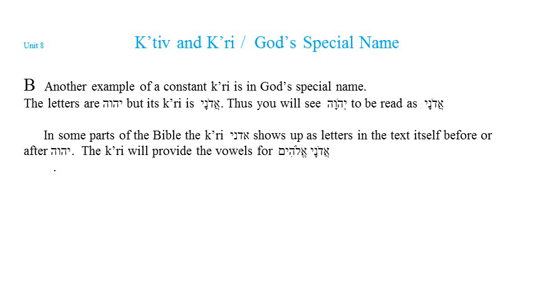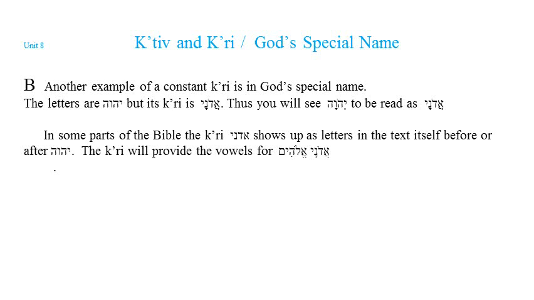Another example of the constant Kri shows up in God's special name. God's special name shows up as these four letters, Yud, He, Vav, He, the Tetragrammaton. We no longer know how that really is to be pronounced, and rather than guess, we put around it the vowels of the word Adonai. And so the four-letter name of God is always pronounced as Adonai.